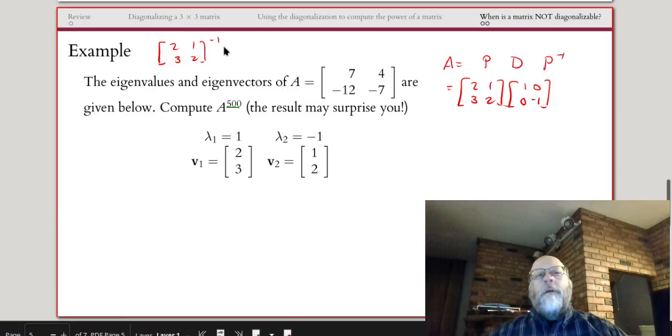Reading down, that's 1 over the determinant. The determinant is 4 minus 3. That works out nicely. That's just 1 over 1. The 2's switch places. Can't tell anything happened, but the 2's switch places. And the 1 and the 3 switch signs. And so the inverse of this matrix is 2, -1, -3, 2.